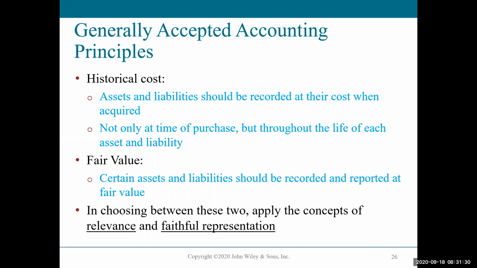On the other end, we do have the option of reporting at fair value. Now, there are certain assets and liabilities that should be recorded and reported at fair value. Fair value is the value of that item as of the date of assessment. So in choosing between these two, we apply the concept of relevance and faithful representation to say which one will represent more fairly, whether we should go with the historical cost principle or the fair value method.